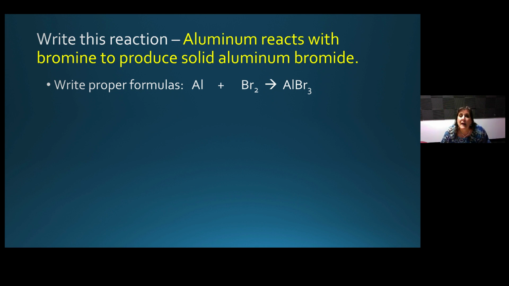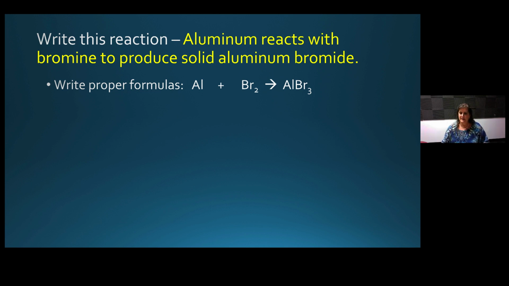So we need 3 bromines to go with an aluminum because aluminum is +3, so we need 3 bromines. 3 minus 3 is 0. Notice we did not copycat. We did not take the 2 from the bromine on the reactant side and bring it over to the product side. That is wrong. Copycatting is wrong. Aluminum bromide is AlBr3 because of the charges. The charges tell us so.